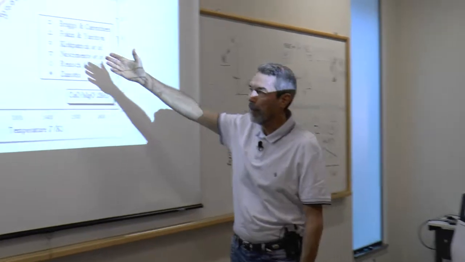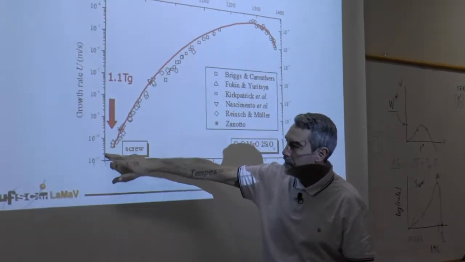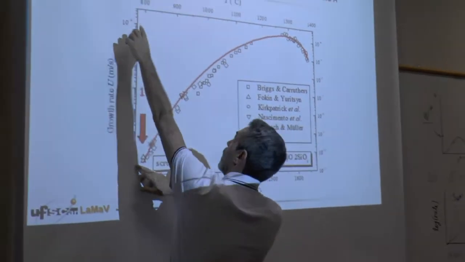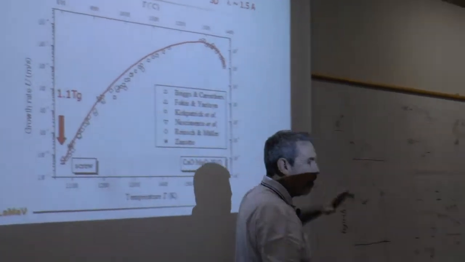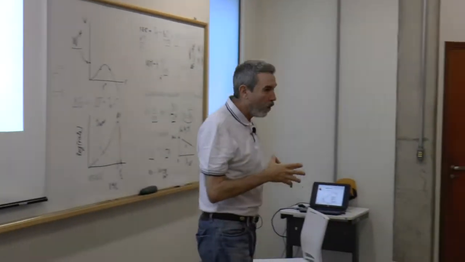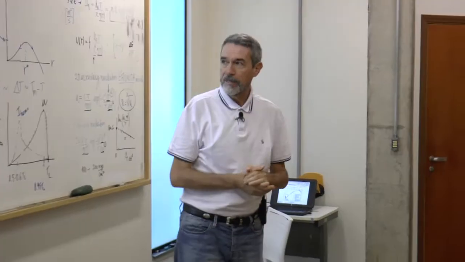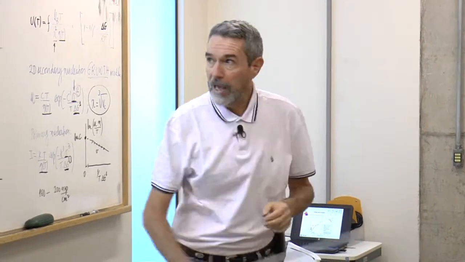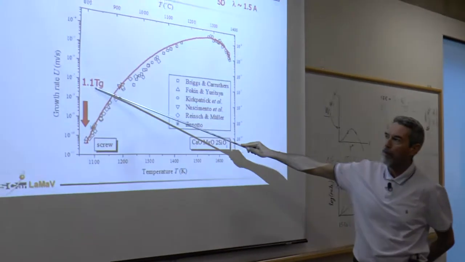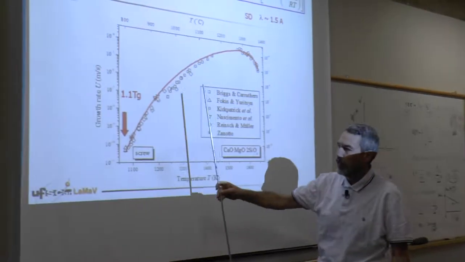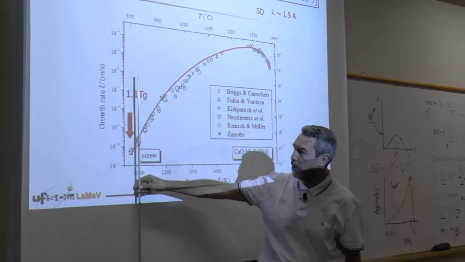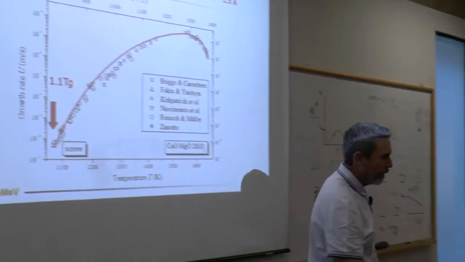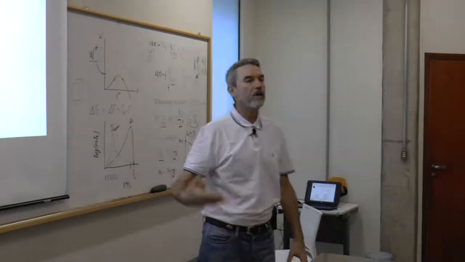So I don't expect these fittings to be perfect, but this is good enough. I'm talking about almost 10 to the power minus 11 to minus 4. This is 7 orders of magnitude. It's a nice fit. One thing that I have to warn you: there is a breakdown here at about 1.1 of Tg. You cannot see it in this graph, but for lower temperatures, the Stokes-Einstein equation can no longer be used.